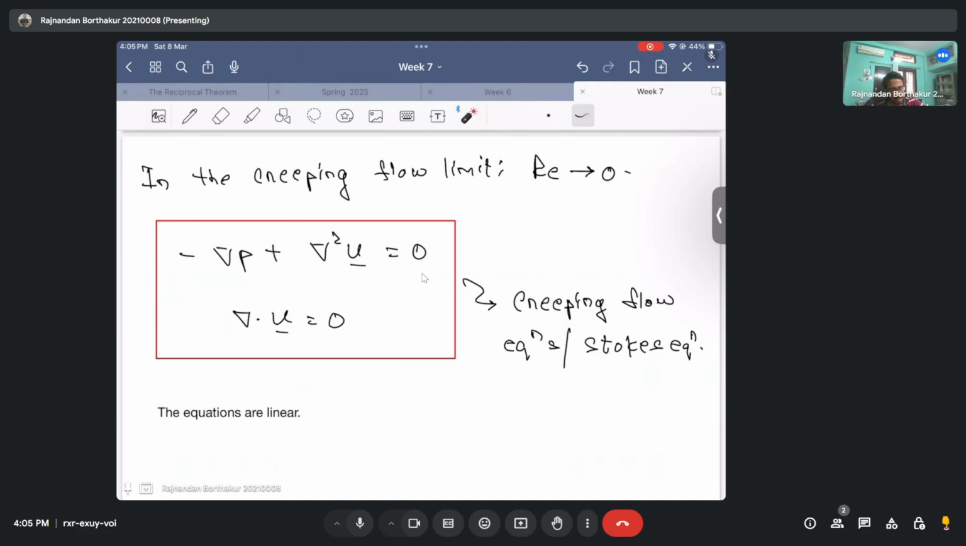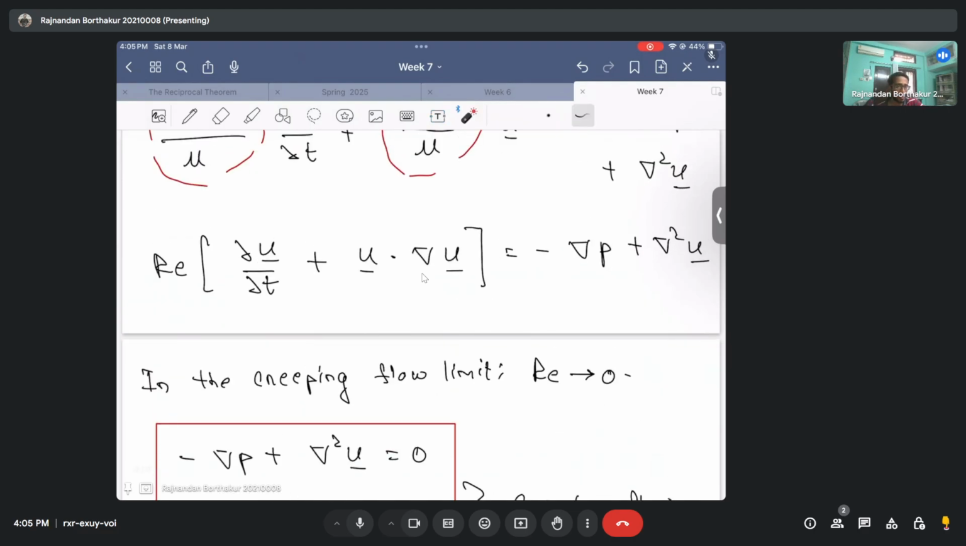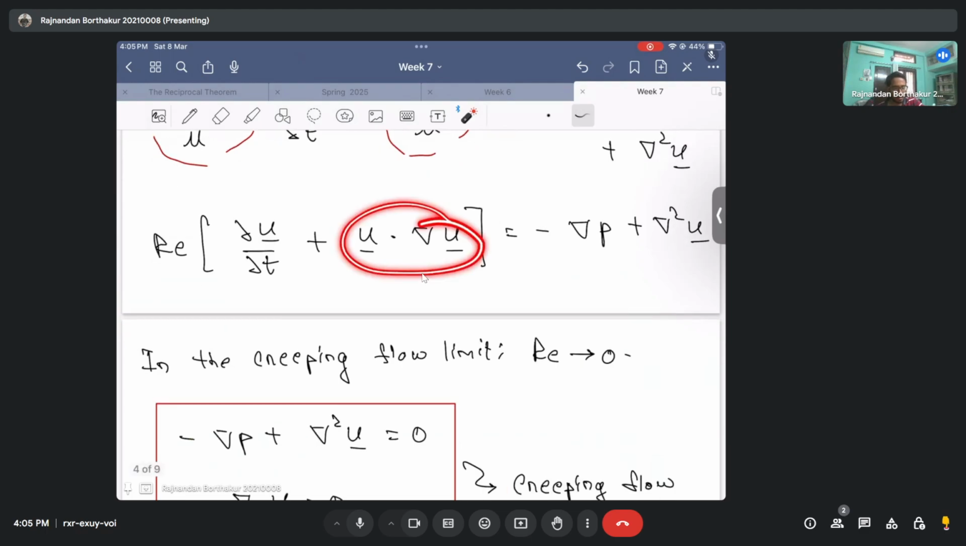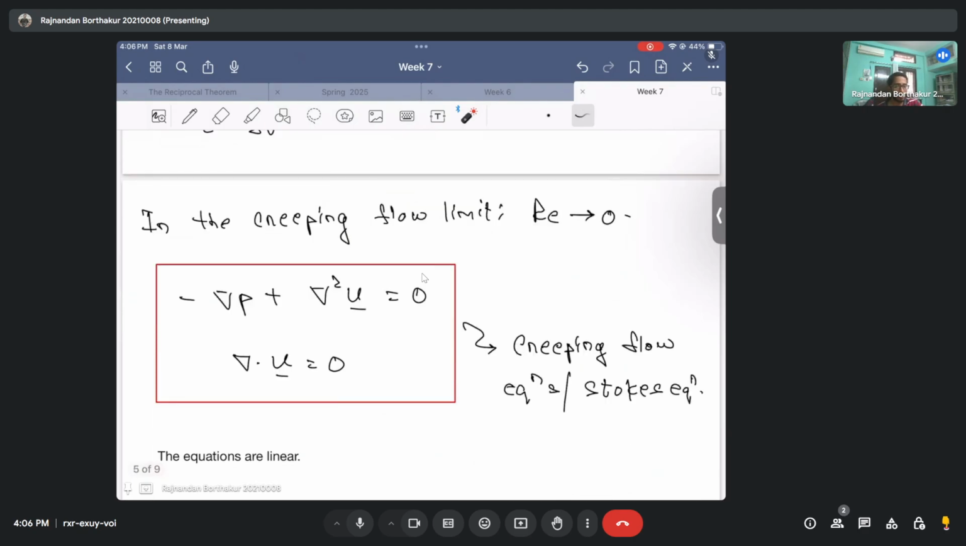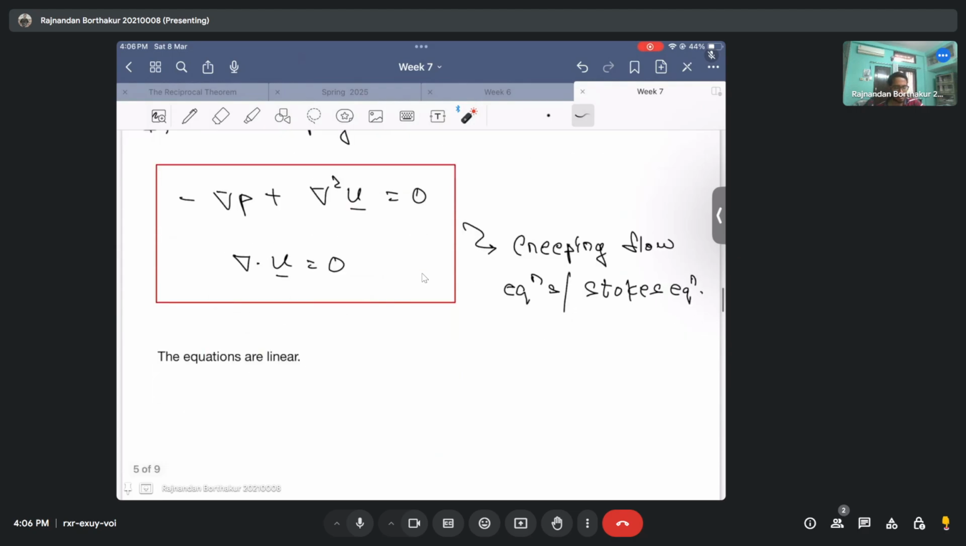That's linear because the only source of nonlinearity in the Navier-Stokes equation is this u dot grad u term, and in the limit when Reynolds number goes to 0, we can simply discard this term, which is the main source of nonlinearity. So I don't have the nonlinear term now in my equation, and thus the creeping flow equations, which establish just the balance between the pressure gradient and the viscous forces, are indeed linear. That's the idea. Okay.